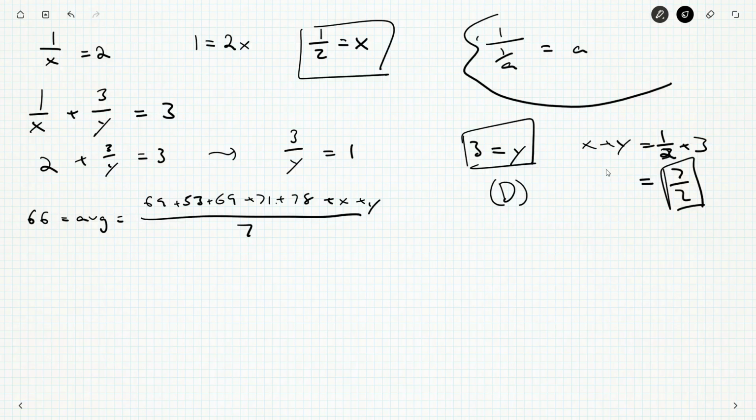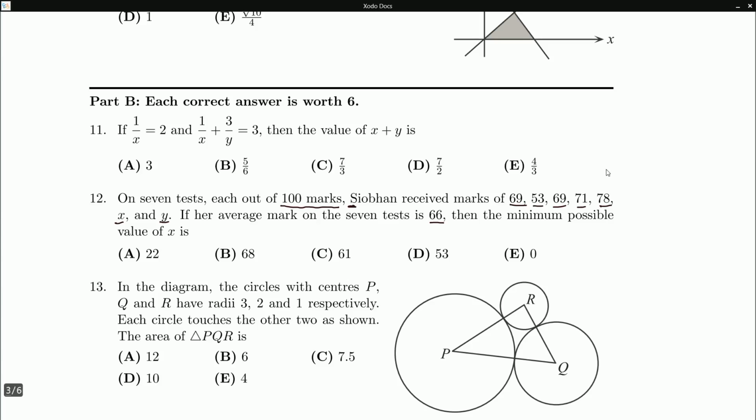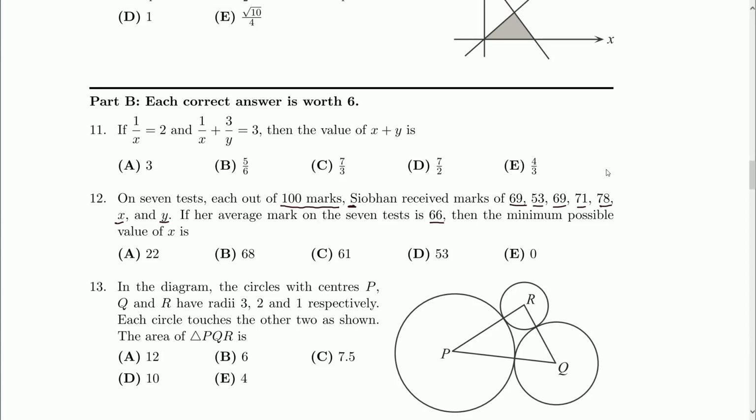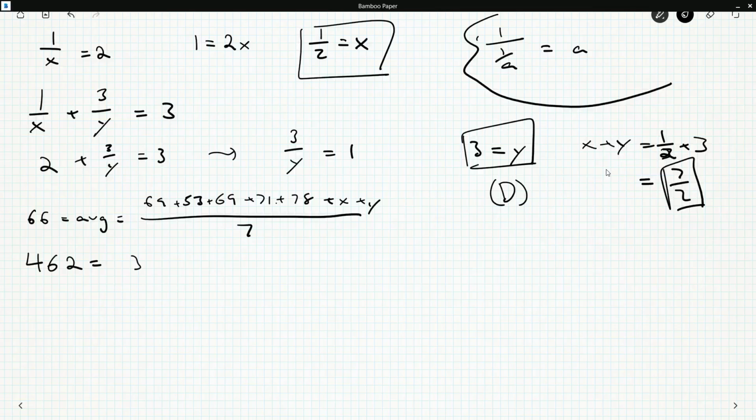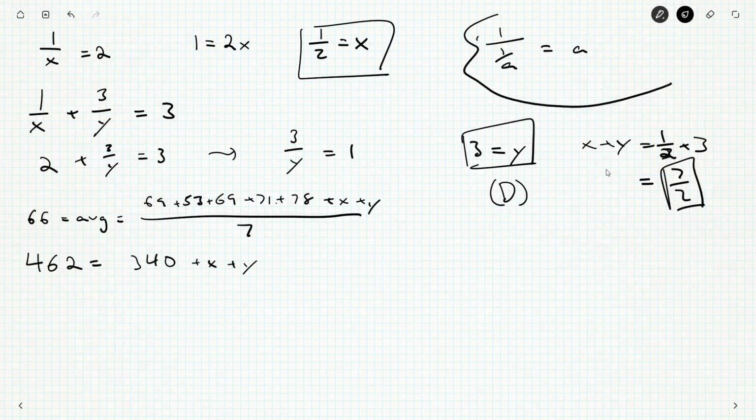And we'll just grab our calculator there. So multiply 66 by 7, that's 462. So 462 is, and then what's 69 plus 50? Actually, I should probably double check that I got these numbers correct. 69, 53, 69, 71, 78. Okay. Just add those up just so we can simplify the right-hand side. And I get 340. So that's 340 plus X plus Y. So if I just wanted to talk about X and Y, subtract 340 from both sides, that'd be 122.